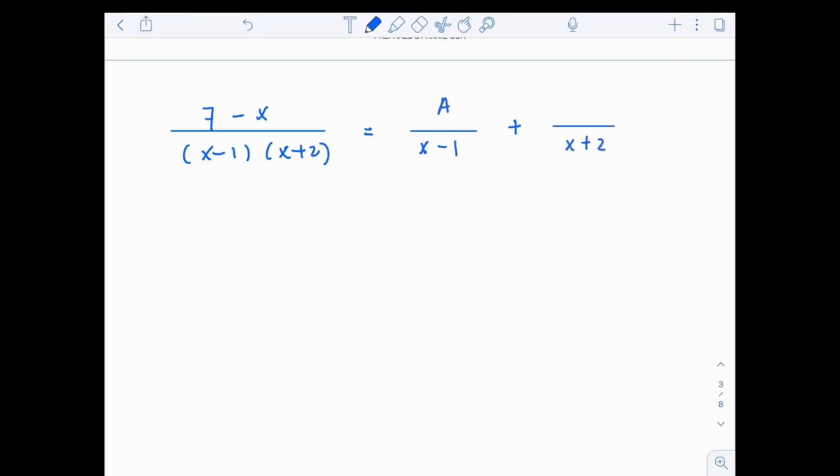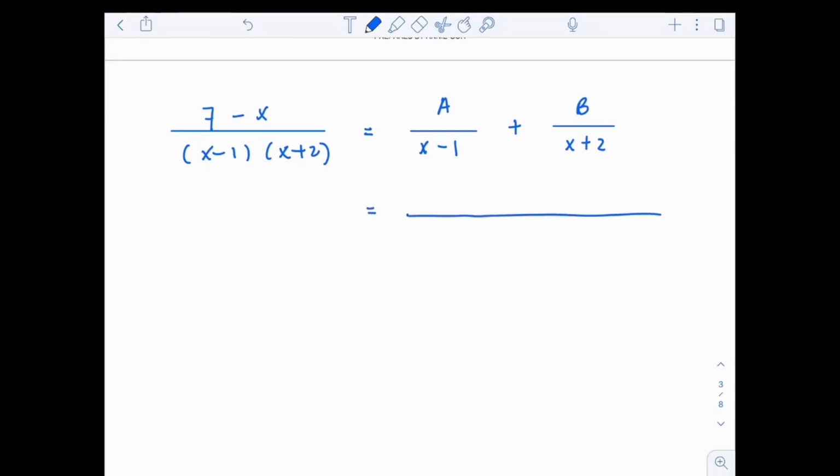So for now, let's try to find the partial fraction of this fraction. You notice that for this denominator, it's both linear factors. So we can split into 2 fractions, where the bottom part, one is x minus 1, the other one is x plus 2. Then I just put a and b on top to represent the constants. So we are now supposed to find out what's the value of a and what's the value of b.